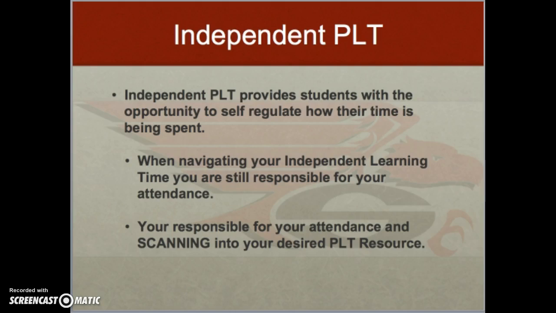If you do scan out of an area and don't scan in somewhere else, then you're going to be marked as unexcused for that section.